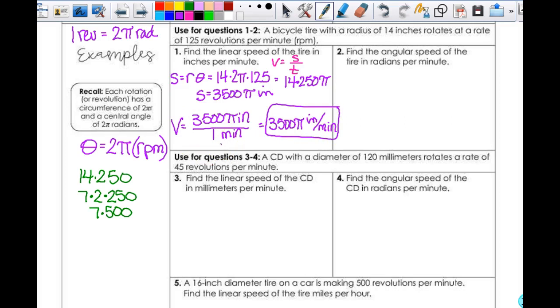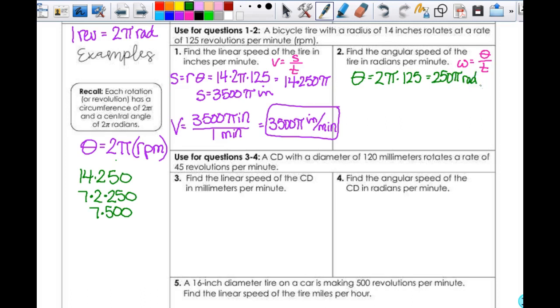So now we're going to find the angular speed of the tire in radians per minute. So this is omega equals theta over t. So you're not always going to be asked to find both of them at the same time like we just did here. I know we already found theta within the other problem, so it would be fine to just use that, but we're going to pretend like we don't know that one for this first one. So if I had to find theta, remember all theta is this right here. It's just 2 pi times whatever the RPMs are, which is 125. So this gives me 250 pi radians.